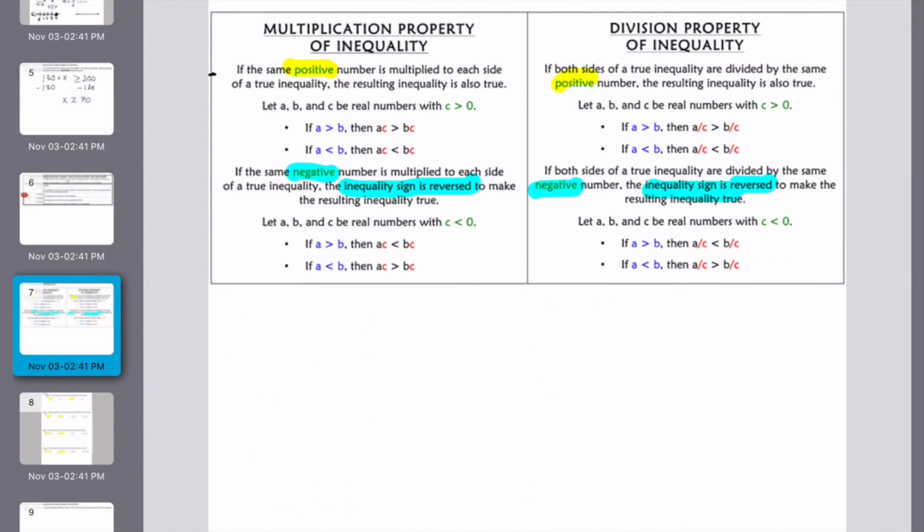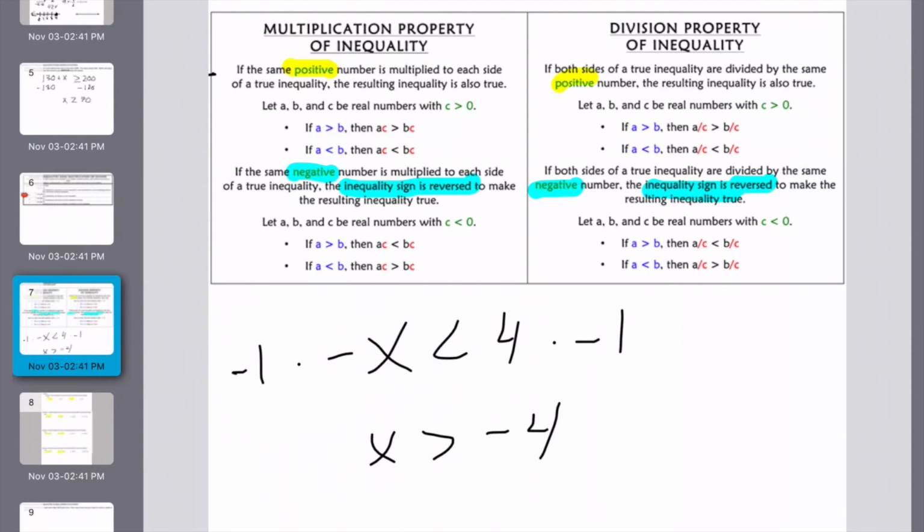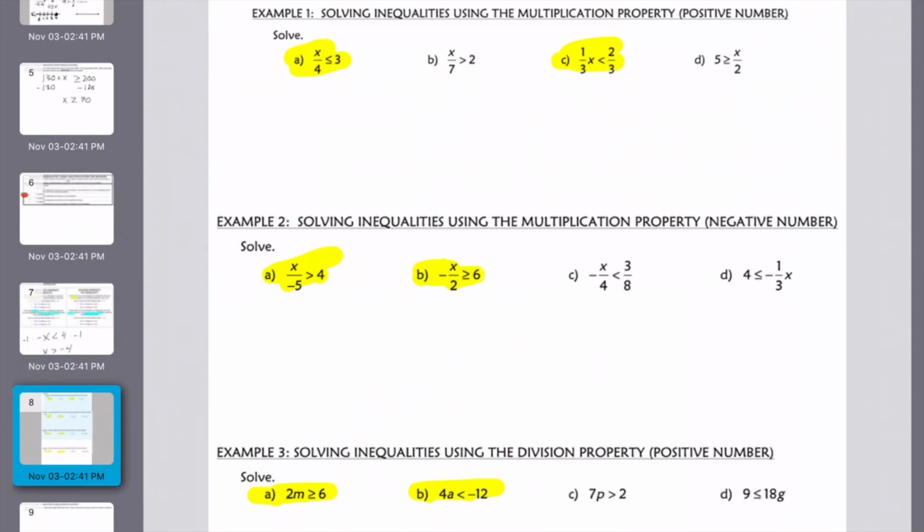So for example, let's say I had negative x is less than or equal to 4. If I multiply both sides by negative 1, this becomes x is greater than or equal to negative 4. Okay, so let's do a couple of other examples, and I've already highlighted some examples for us to keep going. So I'm going to work on my highlighted examples.